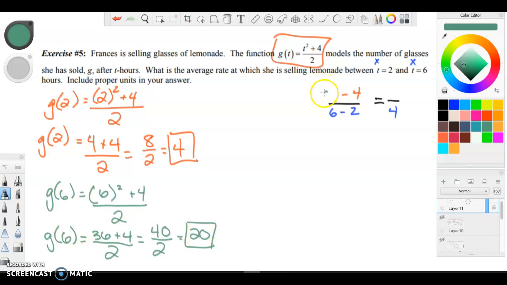And I make sure that my 20 and my 6 line up over here. I plug in 6, I get 20. I plug in 2, I get 4. So those are what I'm subtracting. 20 minus 4 makes 16. And 16 divided by 4 equals 4. So our average rate of change is 4.